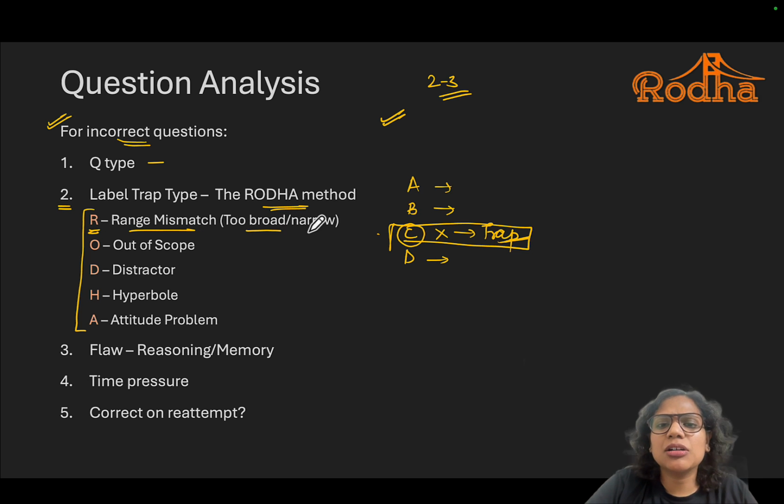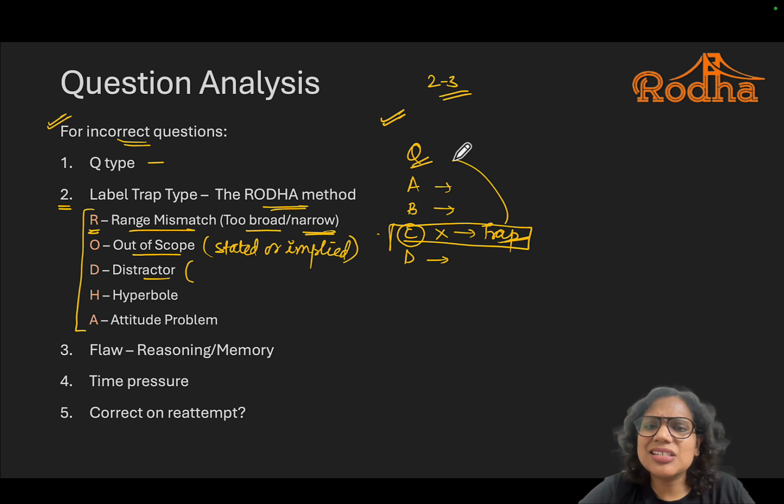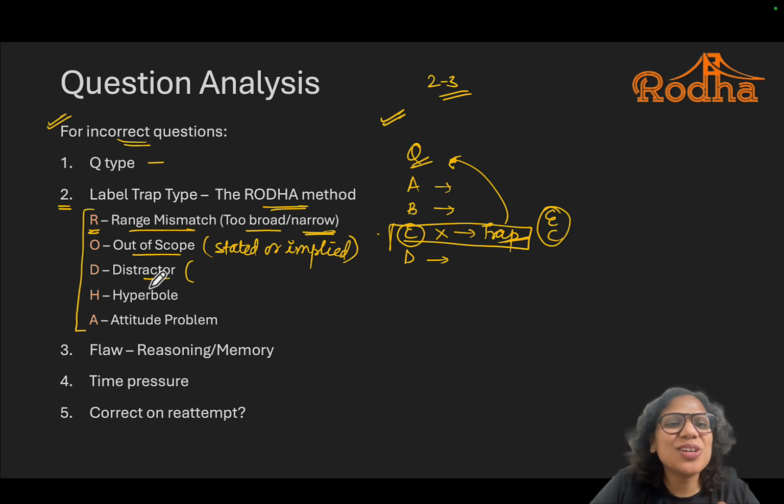Whether the option is too broad as per the RC passage, or too narrow to answer the question. O is out of scope: the passage hasn't really stated it or implied it, neither stated nor implied by the passage. D is distractor: fine, what it says is true, but it doesn't really answer the question. Oh, this is partially true, this is not completely true. Oh, this reverses the cause and effect. Such options are distractors. They are meant to distract you.